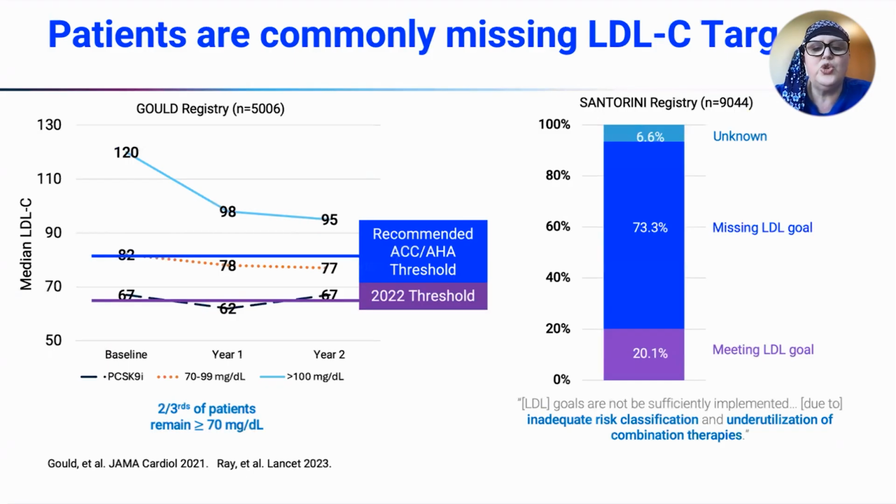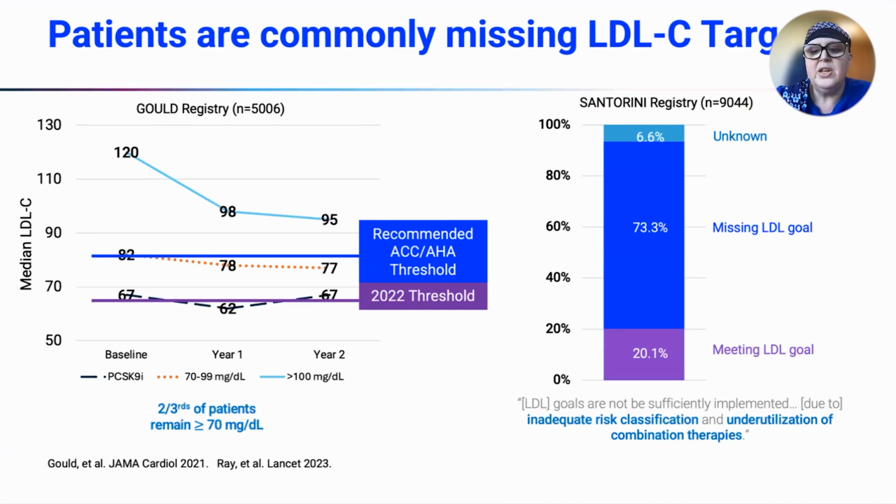And what they found is that 2/3 of our highest risk patients have an LDL which is persistently greater than 70. Now, the SANTORINI registry is in Europe, and again, they found very similar findings where 73% of those patients were missing their LDL target. And when you look at the details of their findings, one of the things that they felt was important for why the LDL goals were not sufficiently implemented was because of inadequate risk classification, but also underutilization of those combination therapies.